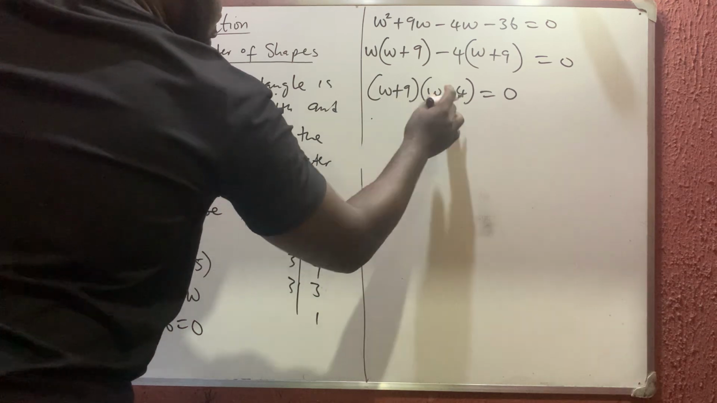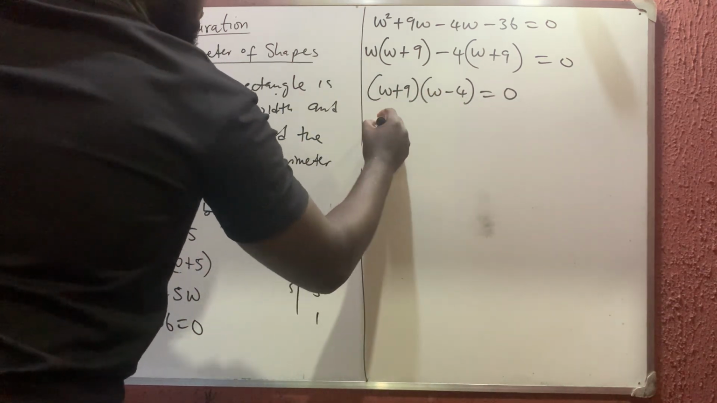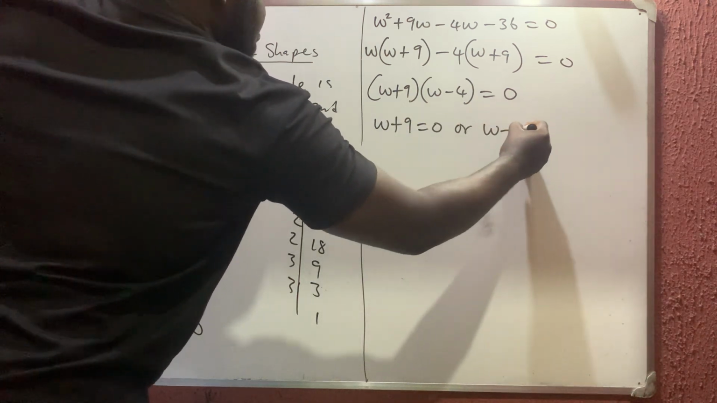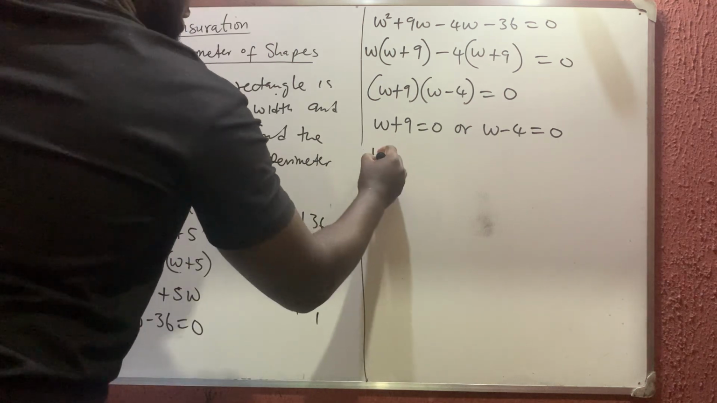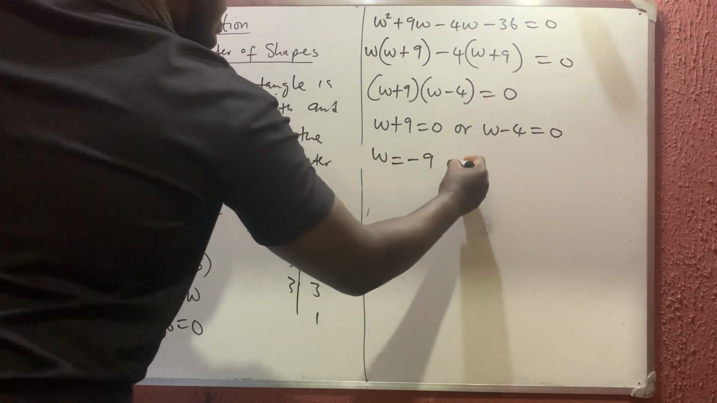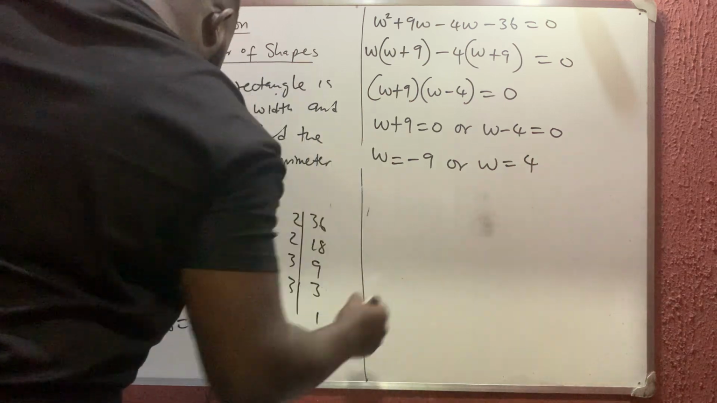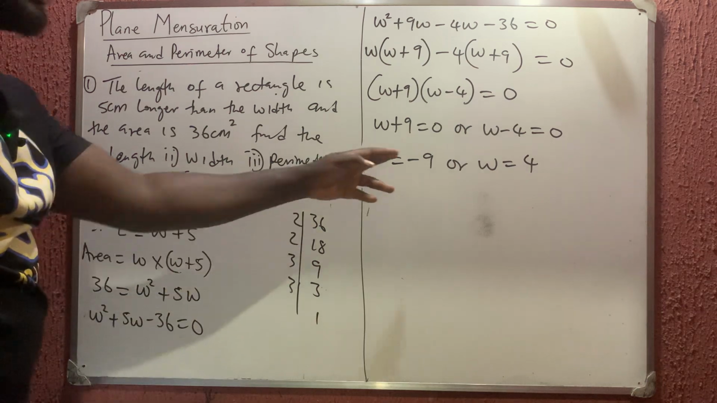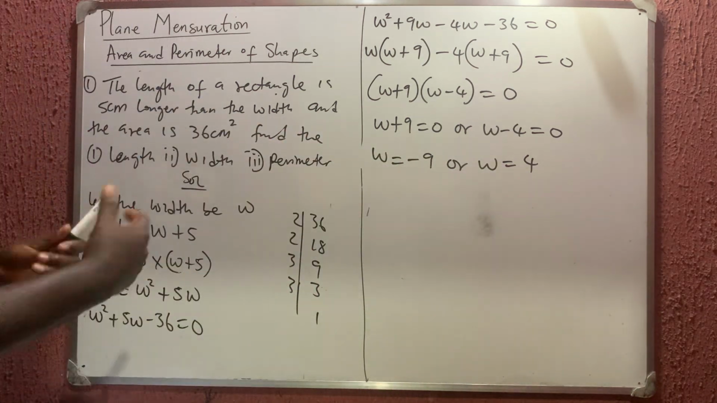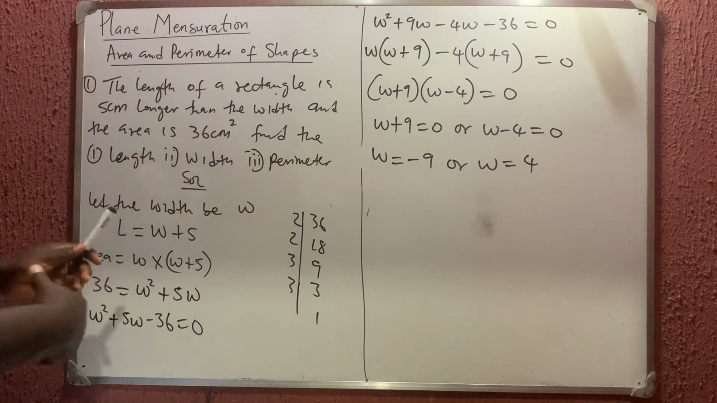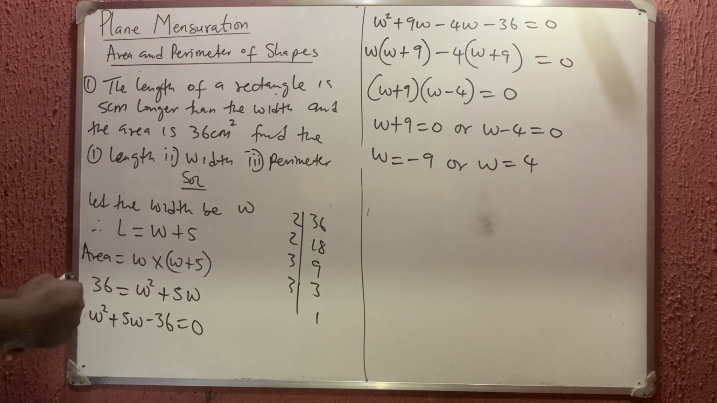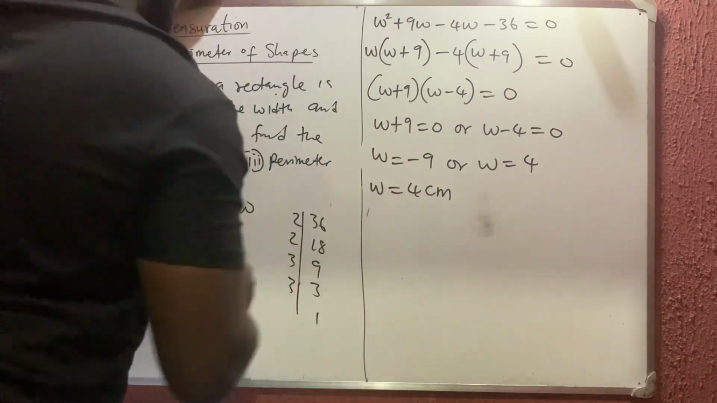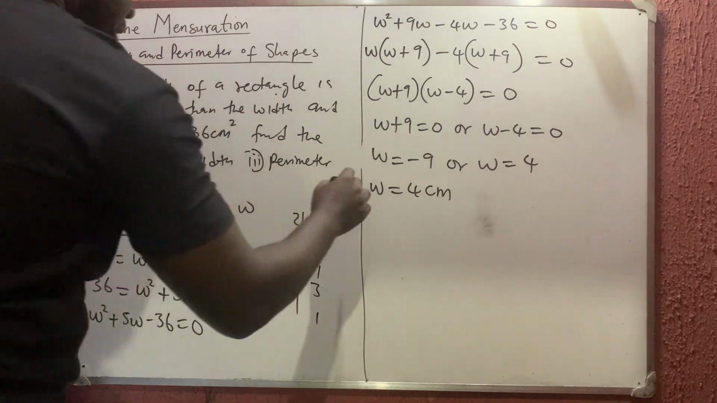When the product of two things is 0, automatically one of them must be 0. So we say that W plus 9 is equal to 0, or W minus 4 is equal to 0. So we now have that W is equal to minus 9, or W is equal to plus 4. Now, the problem here is that you cannot say that the length of something is negative. Length, width, they are the same concept. So we say that the width is 4 cm. We don't use negative.